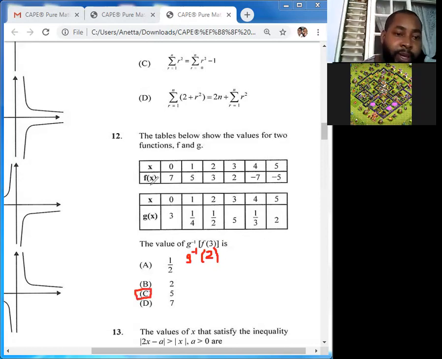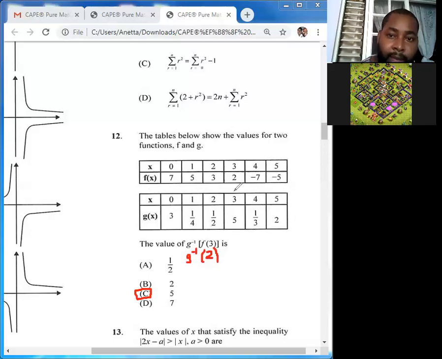All right, input, output, input, output. The inverse function just turns all of that around. So keep that in mind.